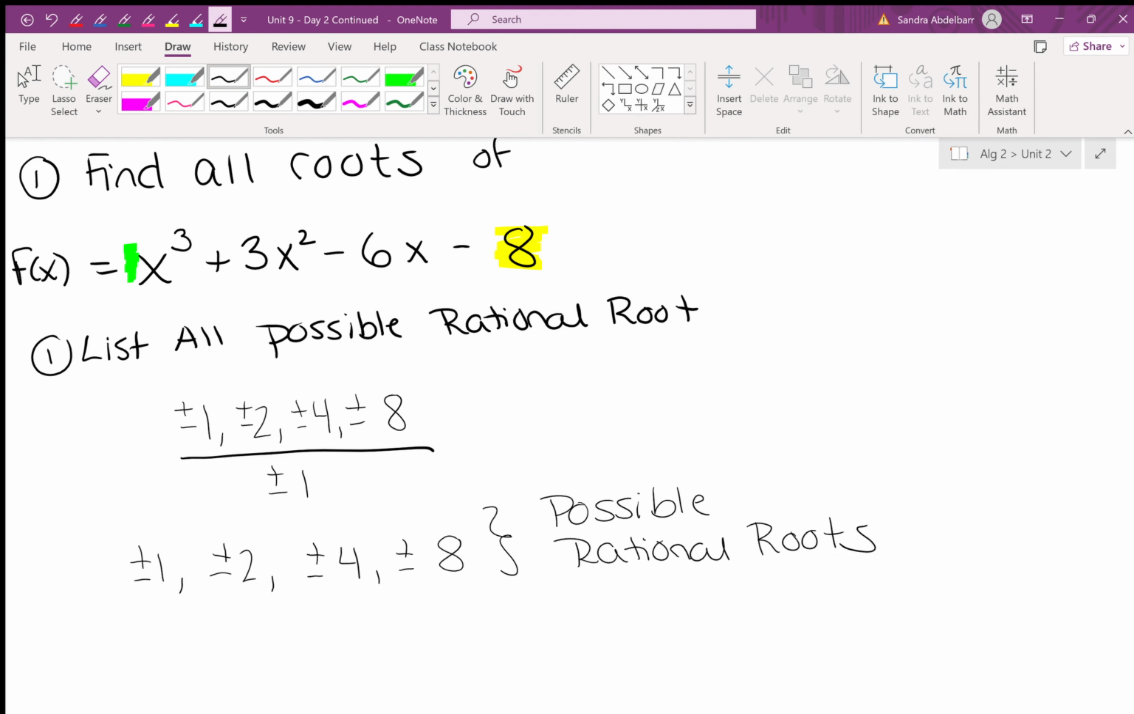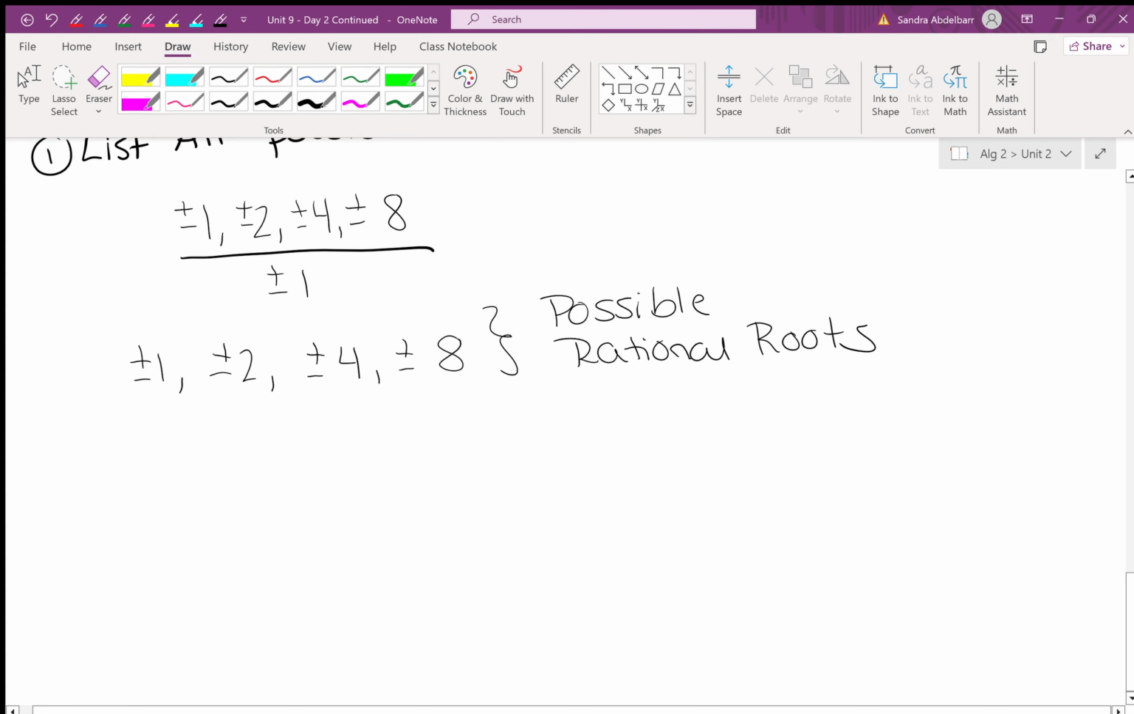So now, according to my steps that I've given you, let's use synthetic substitution to plug in and see which one will give us a remainder of 0. Because if we have a remainder of 0, what does that mean? That it is a factor, right? So it doesn't matter where you start. Where do you want to start? Let's start at 1. I want to show you one.